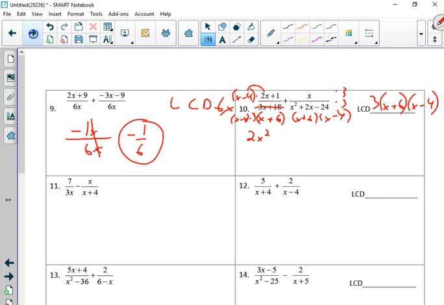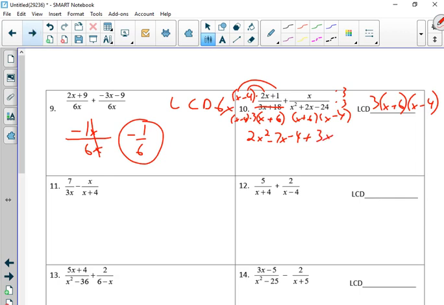Now I'm going to do both these kind of in my head. 2x times negative 4 is negative 8x. Plus 1x is negative 7x. And negative 4 times 1 is negative 4. Plus, on the right side, 3x.